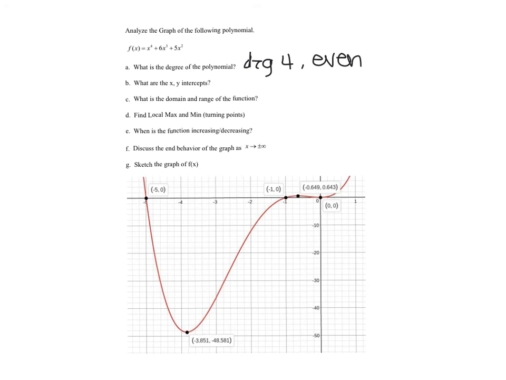So next we want to know what the x and y intercepts are. So if we look on our graph, we have 1, 2, 3 x-intercepts, one of which also counts as the y-intercept. So those points are at -5, 0, -1, 0, and 0, 0.